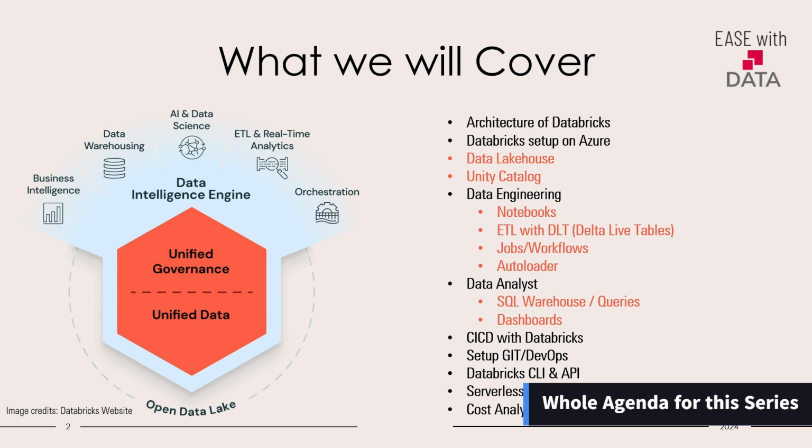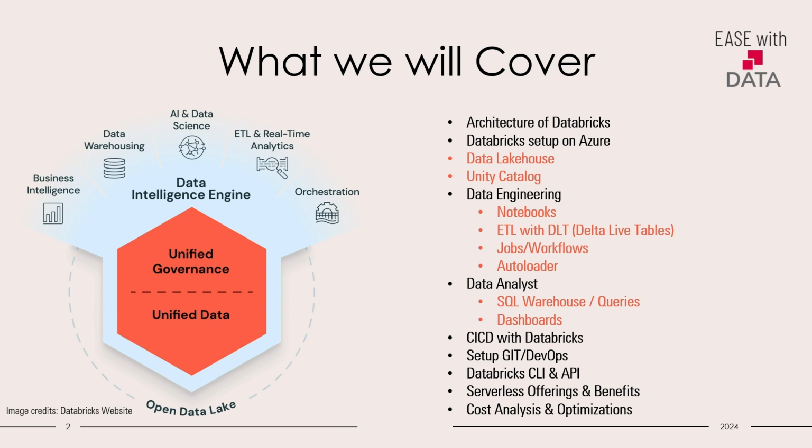So, what will we cover in this whole series? We are going to start with the architecture of Databricks. We are going to understand what Databricks is and how it is designed. We are going to set up Databricks on Azure. We are going to understand what is Data Lakehouse, what is Unity Catalog, and we are going to look at some of the offerings for data engineering, which are notebooks, DLT, which are basically Delta Live Tables, jobs and workflows, and Auto Loader.